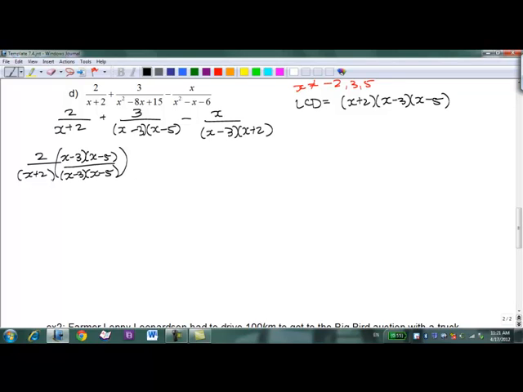This one's going to be a bit bigger. 3, x minus 3, x minus 5. That one's missing the x plus 2 over x plus 2. And finally, the x is missing the x minus 5, it looks like.